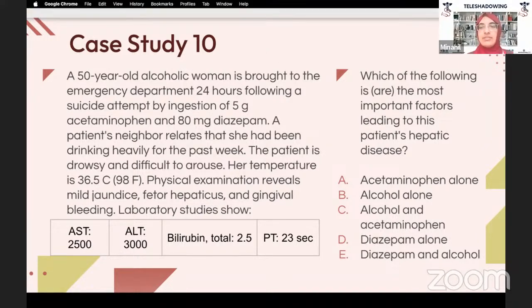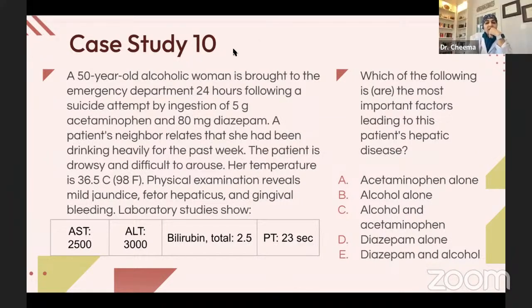Which of the following is or are the most important factors leading to this patient's hepatic disease? A. Acetaminophen alone. B. Alcohol alone. C. Alcohol and acetaminophen. D. Diazepam alone. Or E. Diazepam and alcohol.